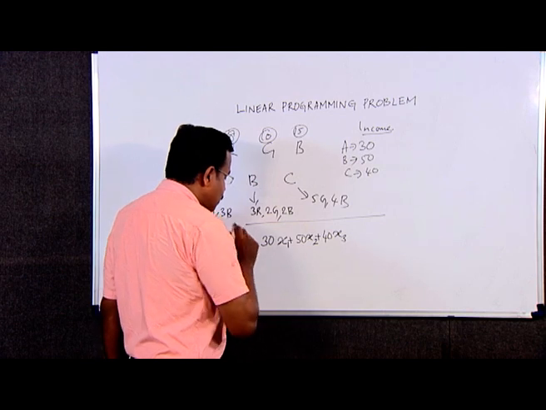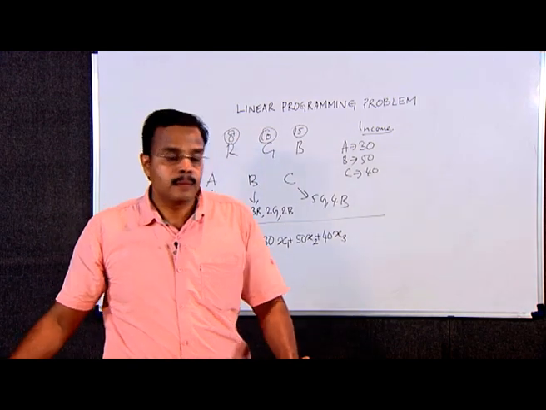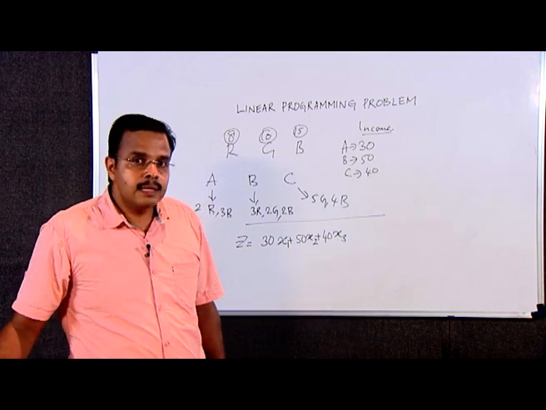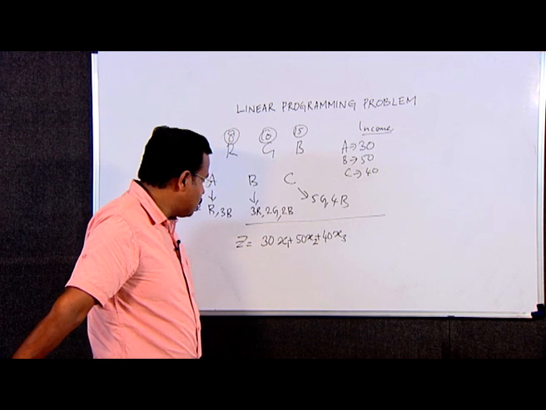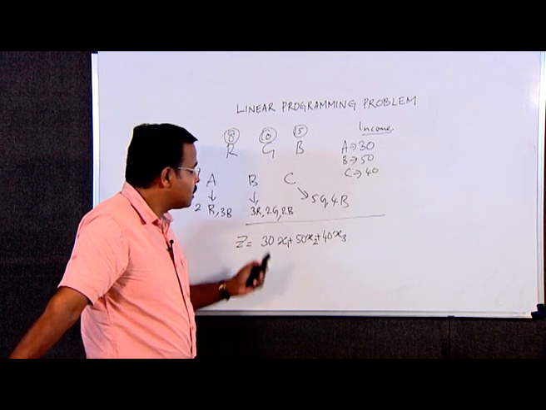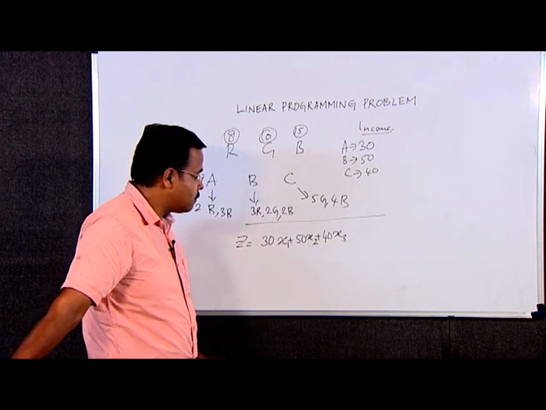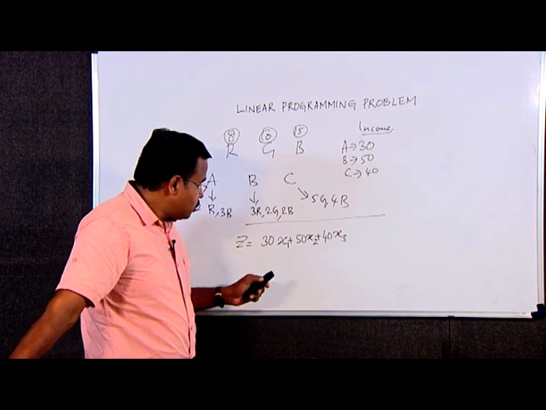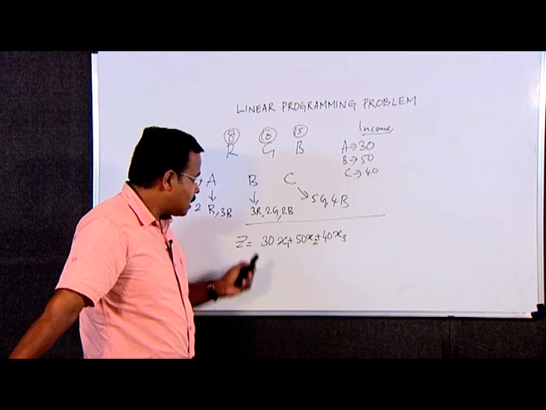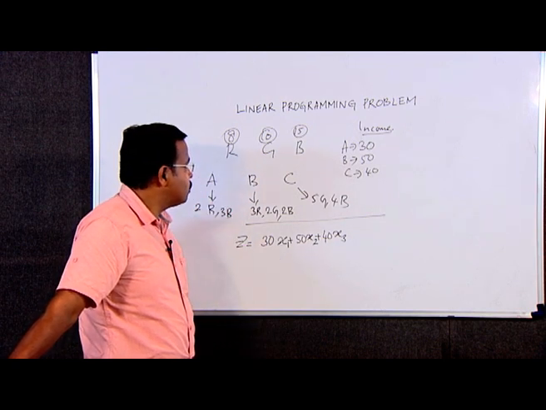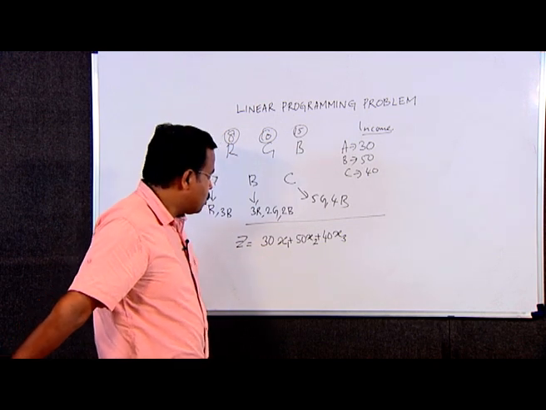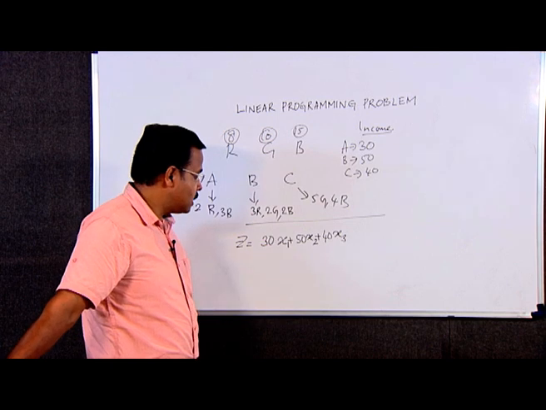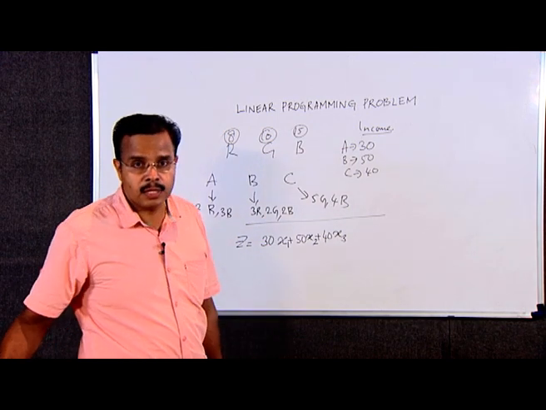So, consider Z equal to 30 x1 plus 50 x2 plus 40 x3. That is the total income that can be obtained by producing these 3 cloths of x1, x2 and x3 unit lengths. But to produce these cloths, there are many restrictions because the availability of various cloths is limited. So, considering all these restrictions, we have to find the values of x1, x2 and x3 so as to maximize the value of Z.